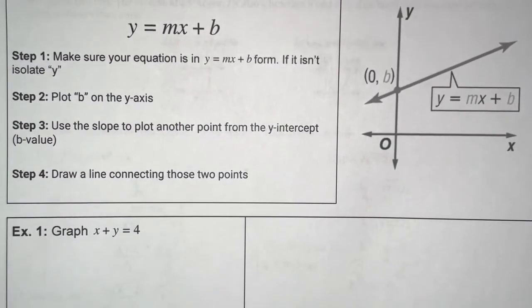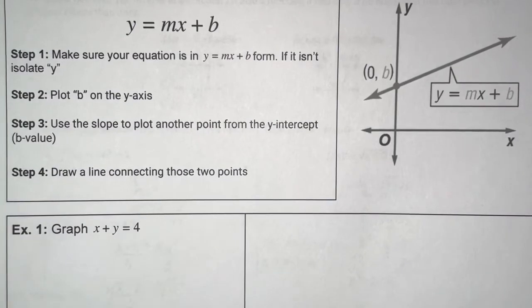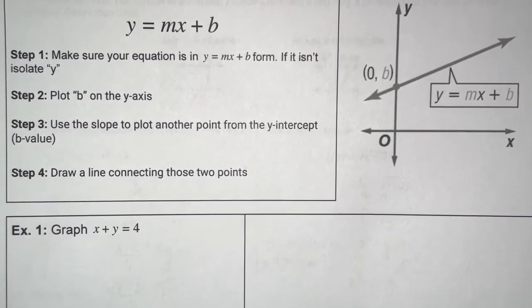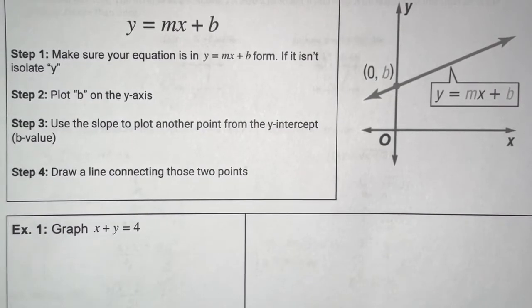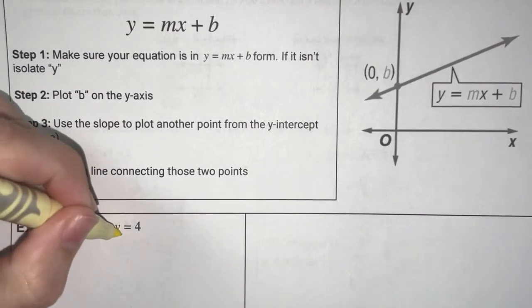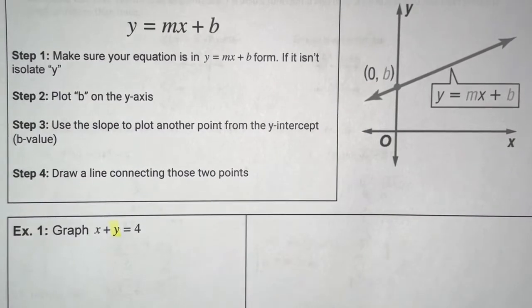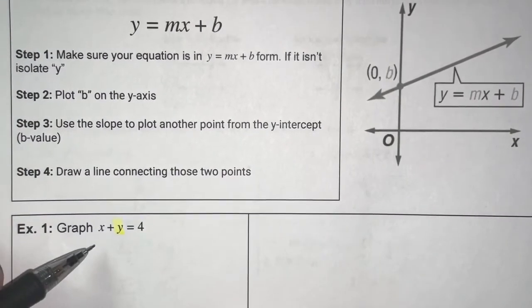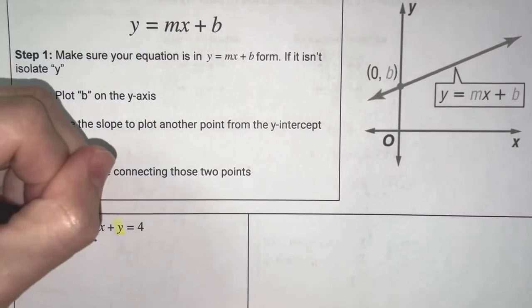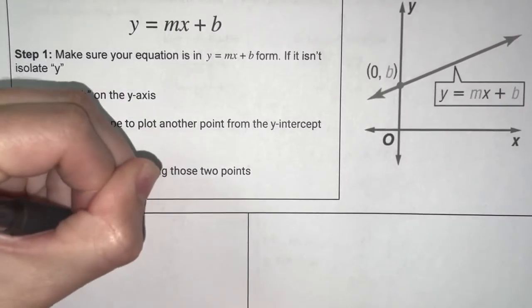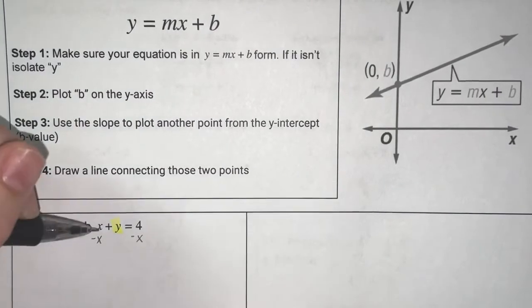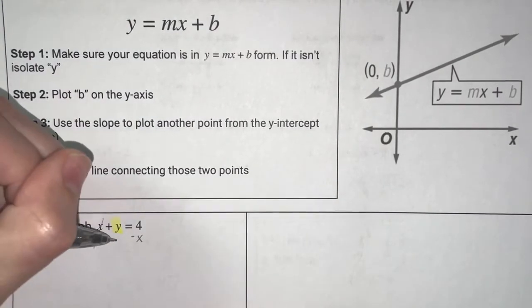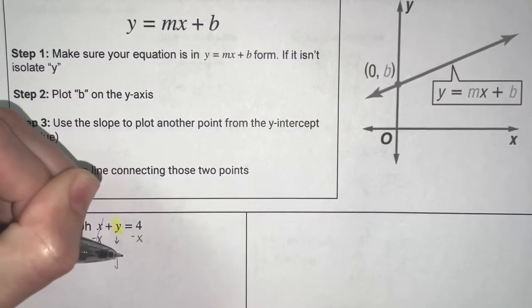So if we look at example 1, it says graph x plus y equals 4. So right now this is not in slope-intercept form, not in y equals mx plus b form. In order to get it in that form, I need to get y by itself. So I want to do something that undoes this positive x. So to undo this positive x, I'm going to subtract x from both sides. So it'll cancel out on the left side. I can bring down the y.